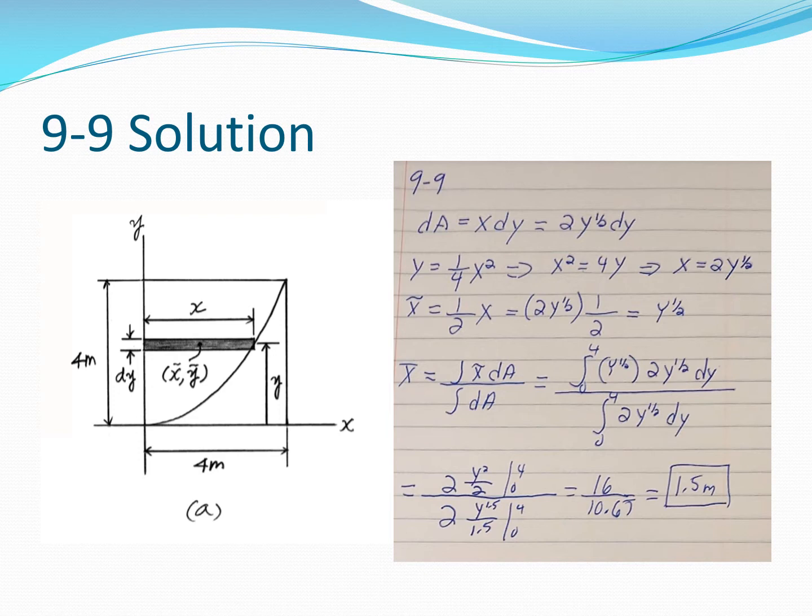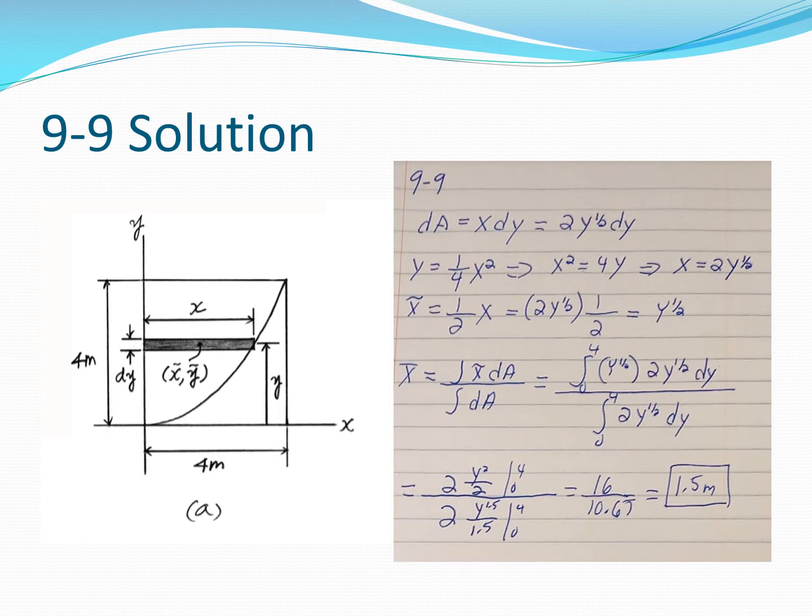So the x bar for that is going to be dead in the center of the square. If the whole side is x, x bar is going to be half of x. So you can see half of x. Of course, we need that in y's. So we got 2y to the 1/2 times 1/2 y to the 1/2 for the x bar value.